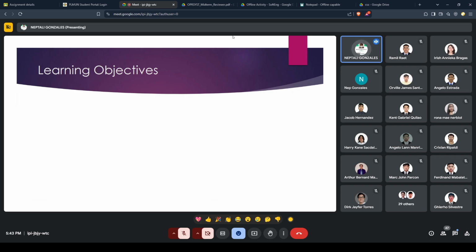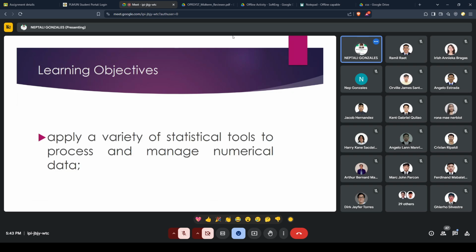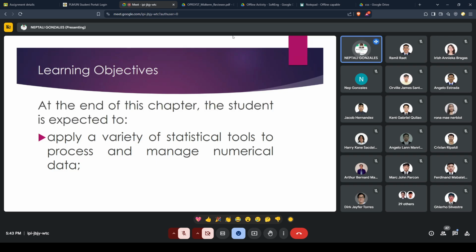So what are the learning objectives? Actually, it has only one. Apply a variety of statistical tools to process and manage numerical data. So by the end of this chapter or this session, you are expected to apply a variety of statistical tools. But in this case, we will only discuss first the z-test. And I will give examples, and for your assessment that I will be uploading later, you will have only 3 items to answer.